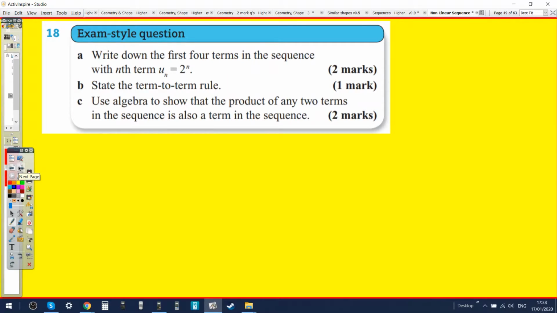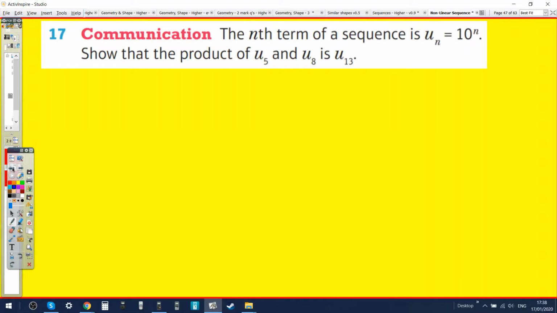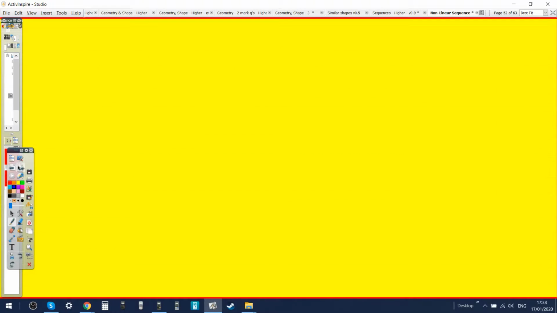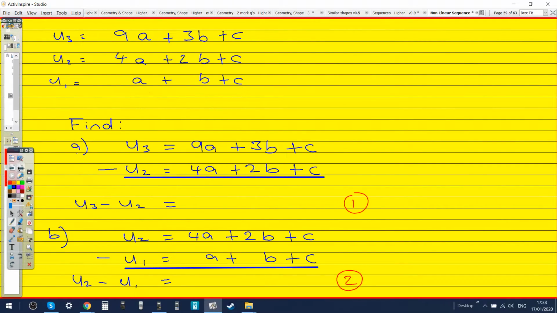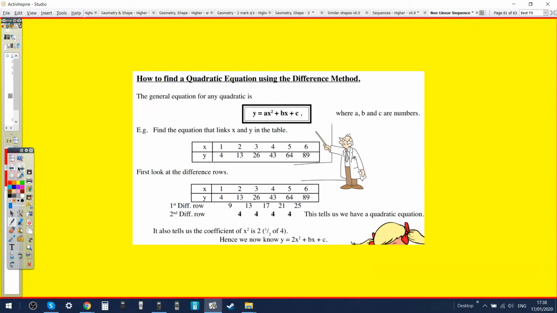So this is what an exam style question looks like. Write down the first 4 terms. State the term-to-term rules, such as what's happening each time, and use algebra to show that the product of any 2 terms in the sequence is also a term in the sequence. Is that what they look like? The nth term of a sequence. So before we do that, we've done this, this is just proving it.